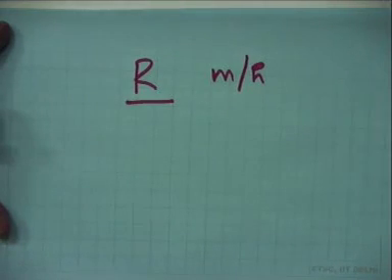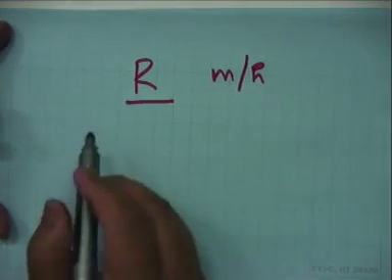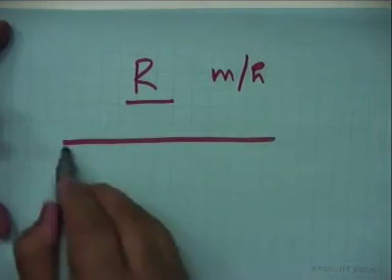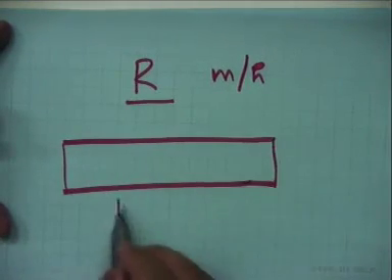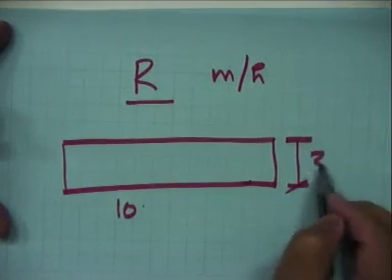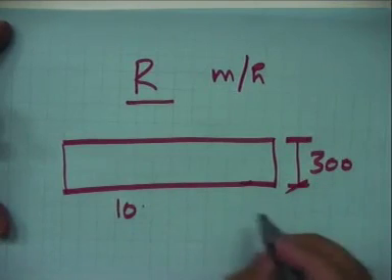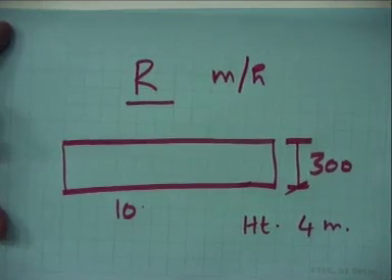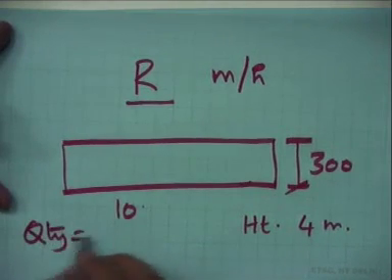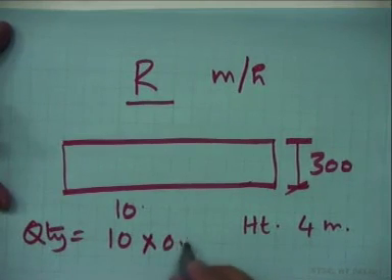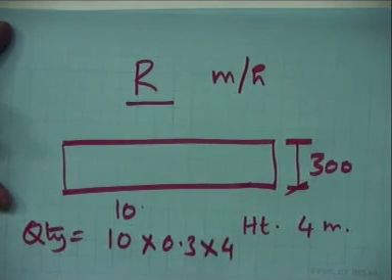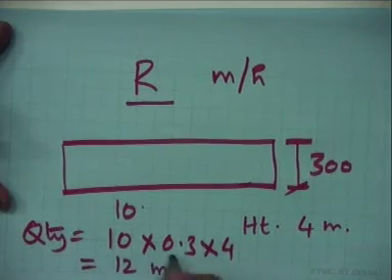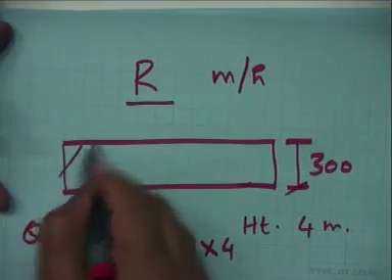How can we measure it? It is simple. That day I told you, suppose you have a wall to be done. Let's say this is a 10 meter wall, 300 millimeter width, and let's say height is 4 meter. So calculate the quantity: 10 meter by 0.3 by 4. This is 12 cubic meter. That means 12 cubic meter has to be filled in order to complete this whole wall.